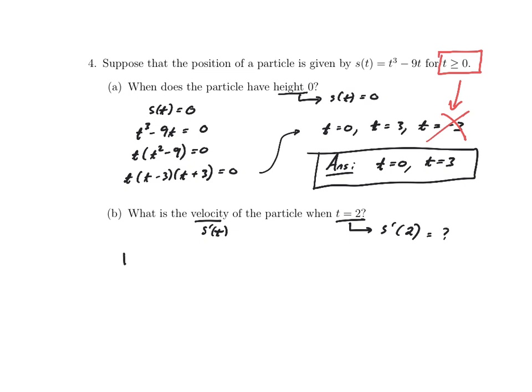All right, so the velocity is the derivative. So we have 3t squared minus 9. And the velocity at 2 is, again, the same thing as taking the derivative of position at 2. And you get 3 times 2 squared minus 9, which is equal to 3 times 4 minus 9, which is 12 minus 9, which is 3. We don't have any units here, but it'll be units of distance over time.